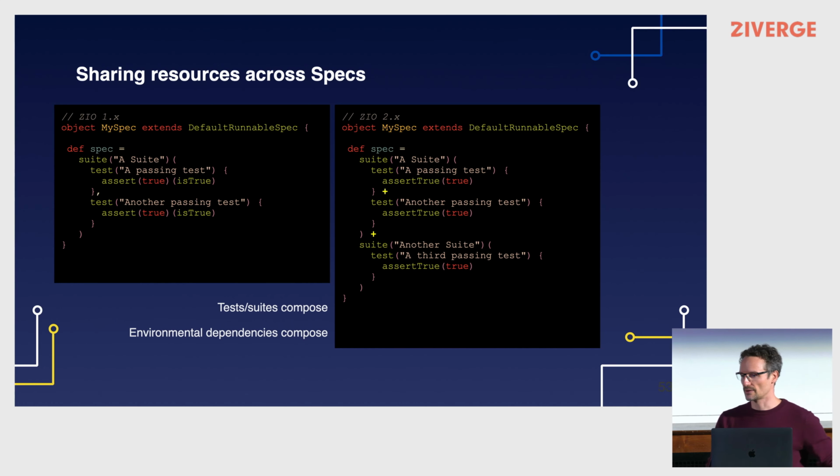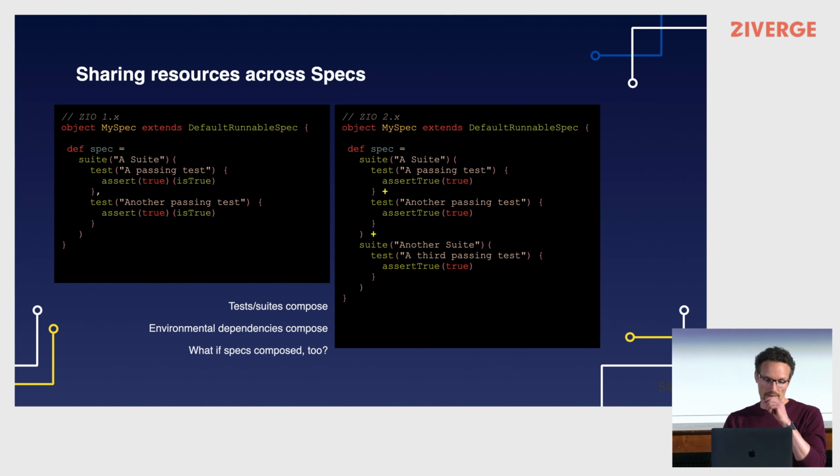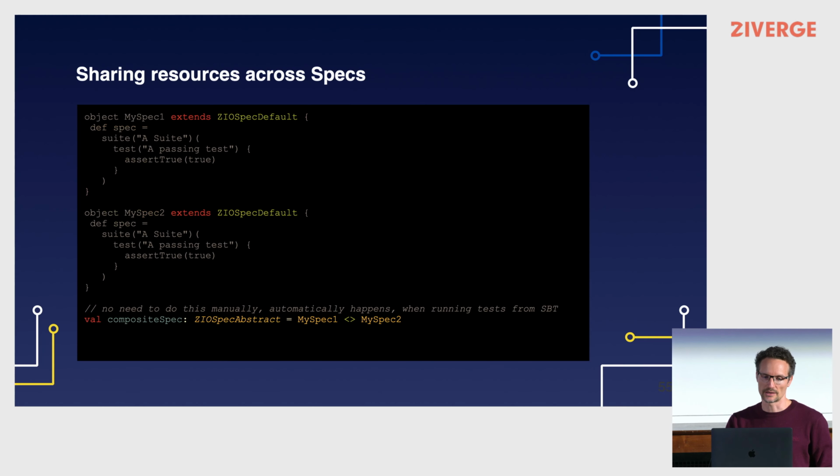So we already know that environmental dependencies compose as well. So if you have two effects, and one is depending on A, one is depending on B, when you compose these effects with flatMap or something, then you have an effect that depends on A and B. So they compose as well. So functional programming is all about composition. Why don't we try to make the specs themselves compose? And this is actually what happens in ZIO 2.